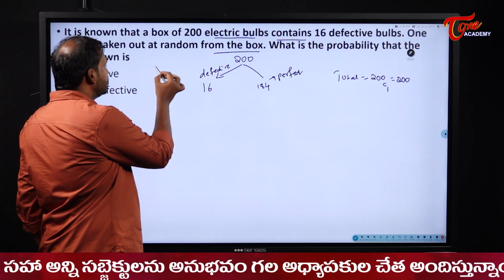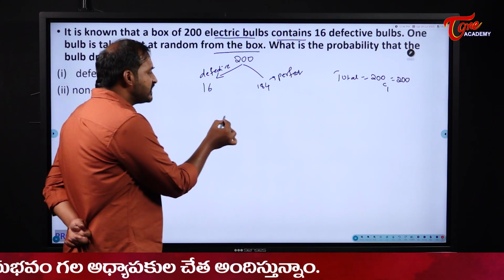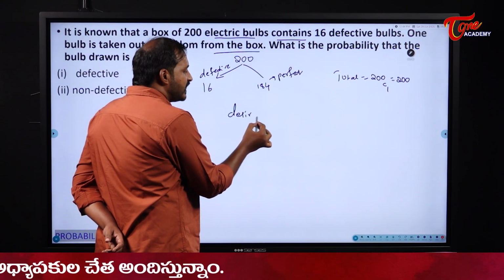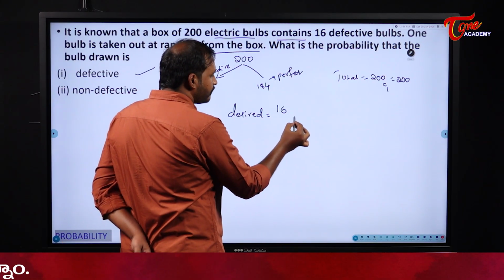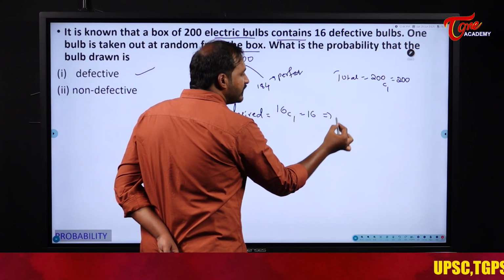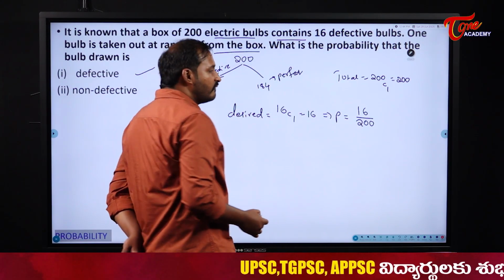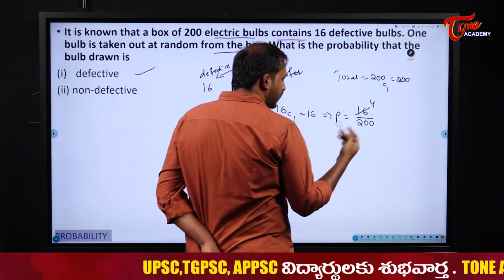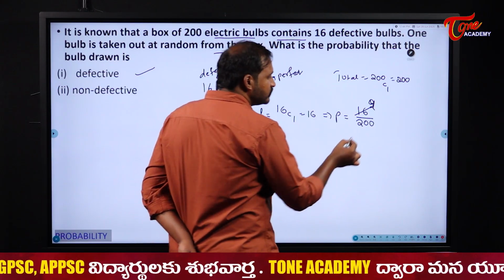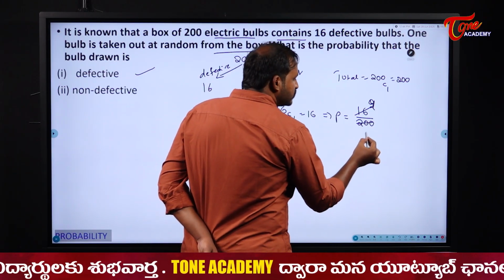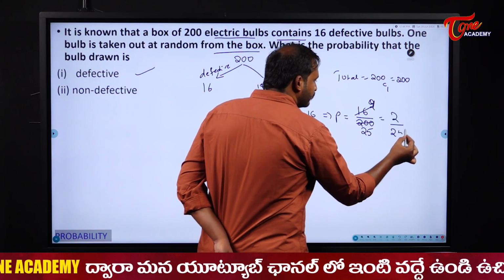Now the first one is, if the drawn bulb is a defective one. What is the desired in my first case? Total 16 are defective, right? So 16C1, it will become 16. So the probability will become 16 by 200. 4 4s are 16, or else you can go in the 8 table also, 8 2s are 16, and 5s are 200. So it will become 2 by 25.